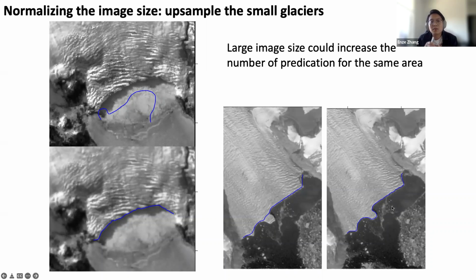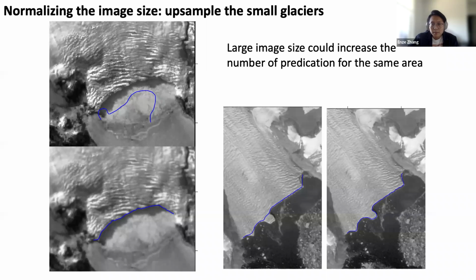Another key normalization is about the image size. Normalizing image size is important because originally all the glaciers have different sizes, but after we normalize the image size, they will have a similar size in the image. For some glaciers, the width may be like 2 kilometers, but for others, it may be just a few hundred meters. If we upsample the small glaciers to make them larger, then in the image domain, they will be similar.